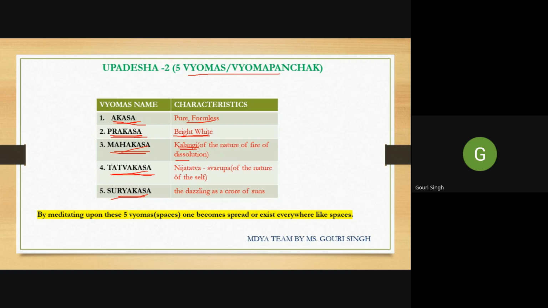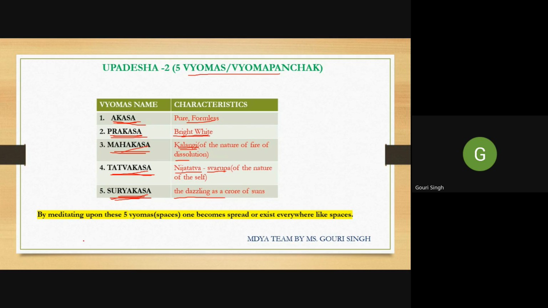Then Tattvakasa having Nija Tattva. Nija Tattva means Swarupa, which is the actual nature of the self. Swarupa Avasthanam means whatever the nature of the self, it will be situated in that way. So that is called Swarupa, that is called Nija Tattva. Then the fifth one is Suryakasa, that is dazzling as a core of suns. How the core of suns will be there, which type of light comes out, in the same way the Suryakasa will be represented, and that is the characteristic as discussed here.